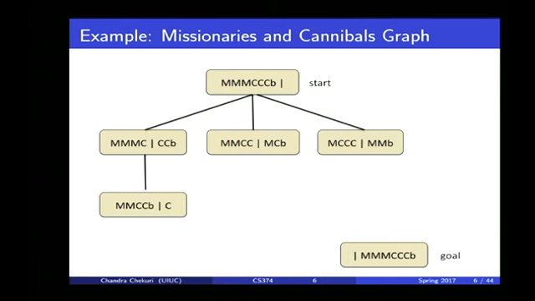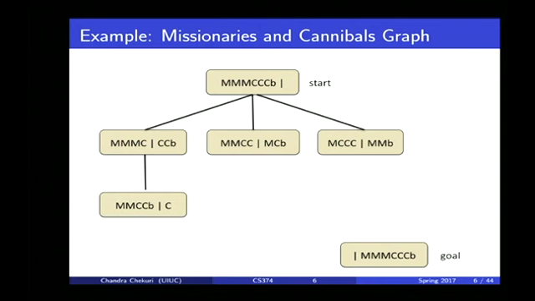So you say, okay, what is the initial state? The initial state is all of them are on one side of the river. We're not interested in who the actual missionaries are. So there are 3 missionaries and 3 cannibals, and the boat is also on the left side. That is the initial state. Where do we want to go? We want to go to this state, where all the missionaries and all the cannibals are on the other side, along with the boat.